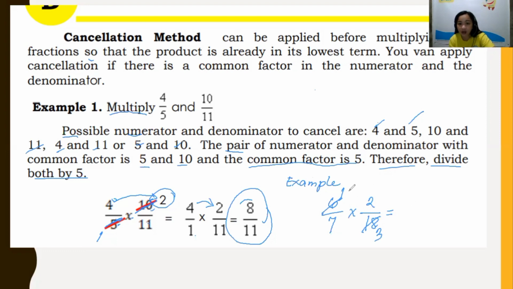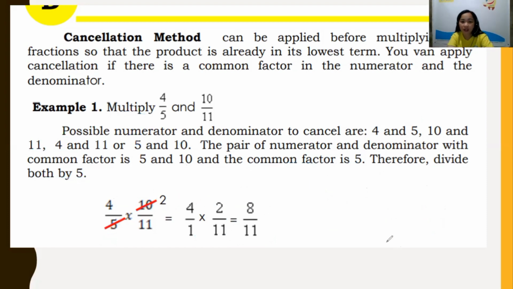Now here, wala na si 6, wala na si 18. 6 was replaced by 1 and 18 replaced by 3. So we have here 1 times 2 is 2, and 7 times 3 is 21. So that's it. That's the answer, 2 over 21. So this is the cancellation method.